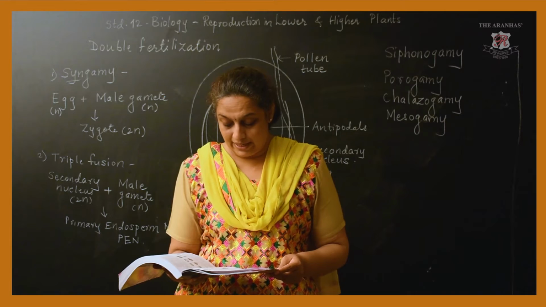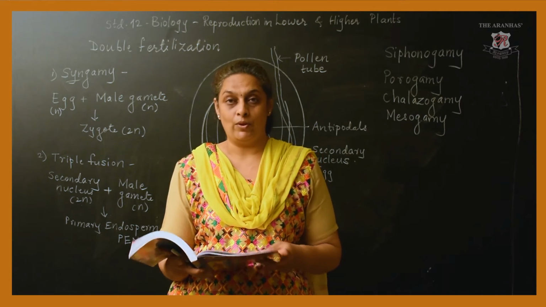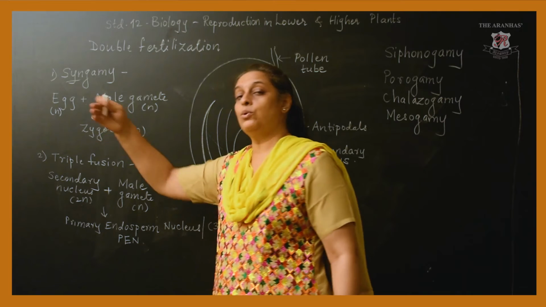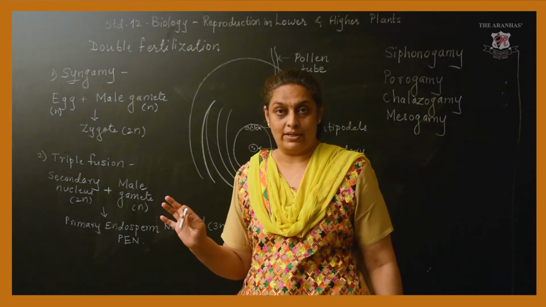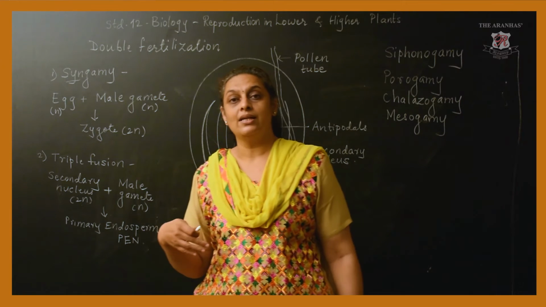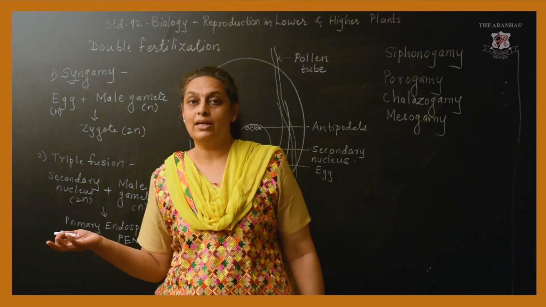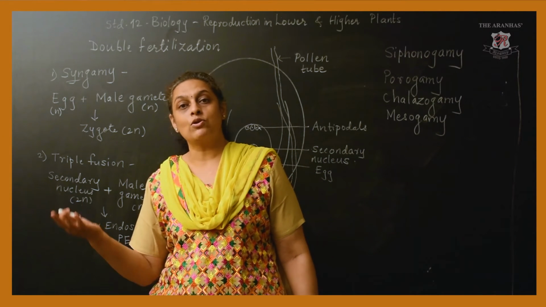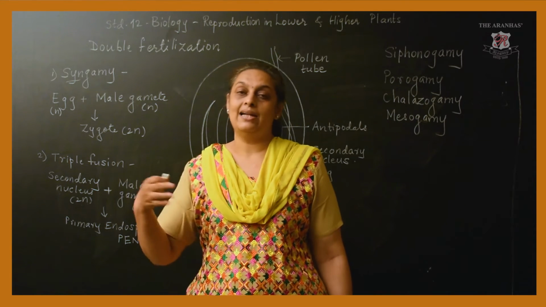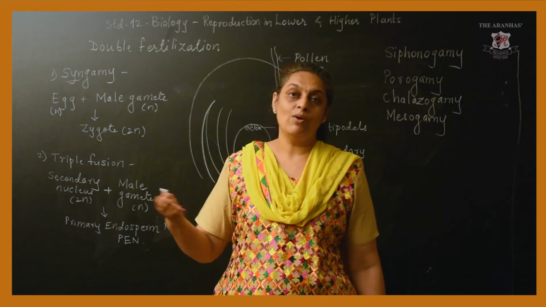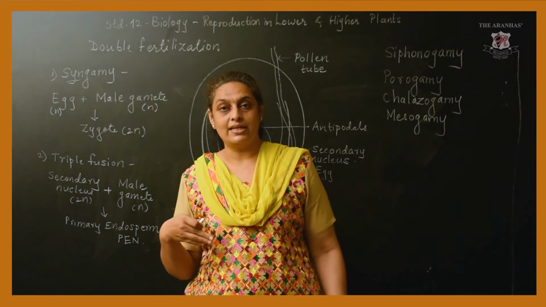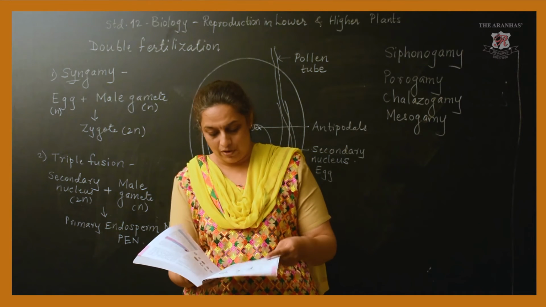Then the diploid zygote develops into an embryo. Now this zygote, if you allow it to grow, zygote is unicellular. Afterwards, a unicellular structure becomes multicellular by divisions, and that is called embryo. So this embryo is formed, and ultimately this embryo will give rise to the new plant. So because of double fertilization, there is embryo formation.